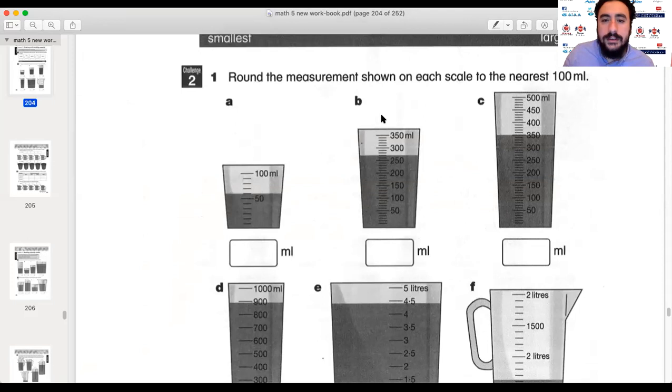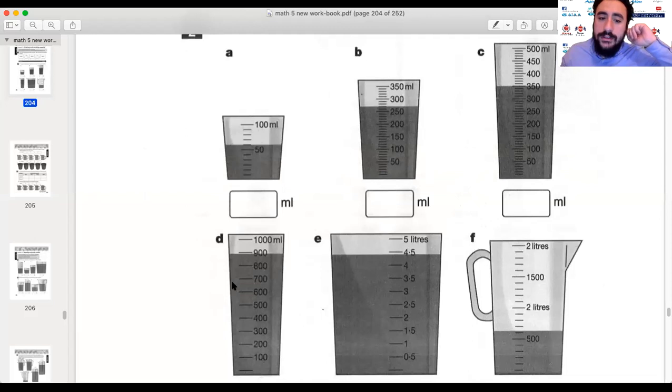The second one: round measurements shown on each scale to the nearest 100. According to this one, this is 100 milliliter. We're going to round them. This is 250, so it's nearest to 300. So we're going to say 300. This is 350, so we're going to say 400. We're not going to say 350 because the question says round to the nearest 100, and 350 is a strong number, so it's going to be 400. About this one, this one is going to be 900.